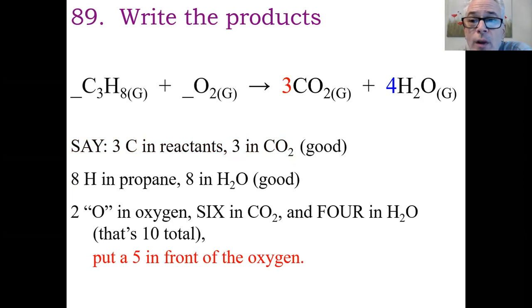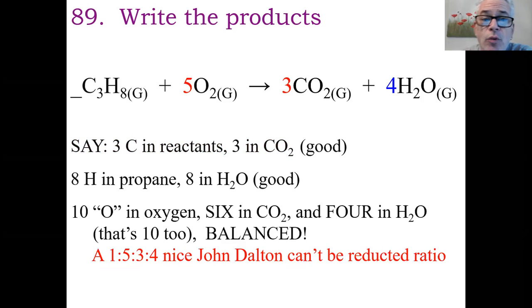Good. We always start with 2 oxygens on the reactant side. Now on the product side, we have 3 carbon dioxides. That's 6 oxygens. And then we also have 4 more oxygens in the water. 6 and 4 is 10. There's 10 oxygens in the product. How are we going to get 10 oxygens on the reactant side? We have to put a 5 in front of the O2.